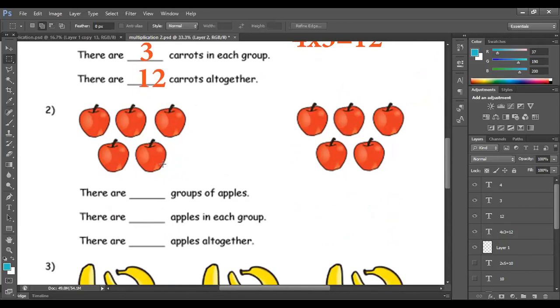Let's look at this. Here I have groups of apples. The first step is to count the number of groups. How many groups of apples do I have? 1, 2. So I have 2 groups.